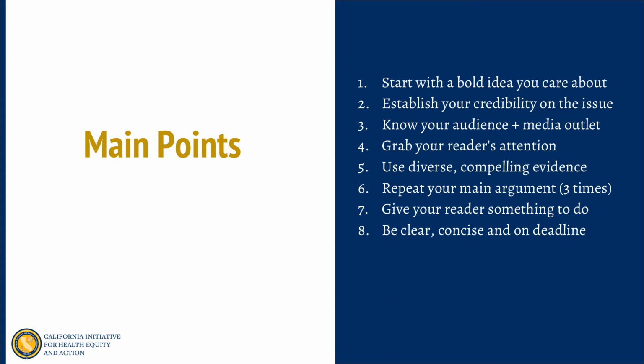So, as a review, here are the main points that we discussed to help you write a compelling op-ed. First, start with a bold idea that you care about. Next, establish your credibility on the issue. Third, know your audience and media outlet. Next, you want to think about how you're going to grab your reader's attention. Fifth, it's important to use diverse and compelling evidence. Next, you want to make sure that your op-ed is repeating your main point, your main argument, at least 3 times. Give your reader something to do. And lastly, be clear, concise, and on deadline.